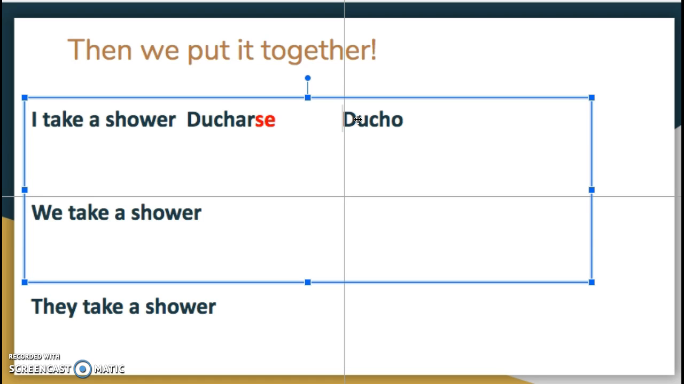Which pronoun matches up with yo? Remember, look at our list. Me, te, se, nos, os, se. Yeah, me. Exactly. Me ducho. I take a shower. That's all you have to do.